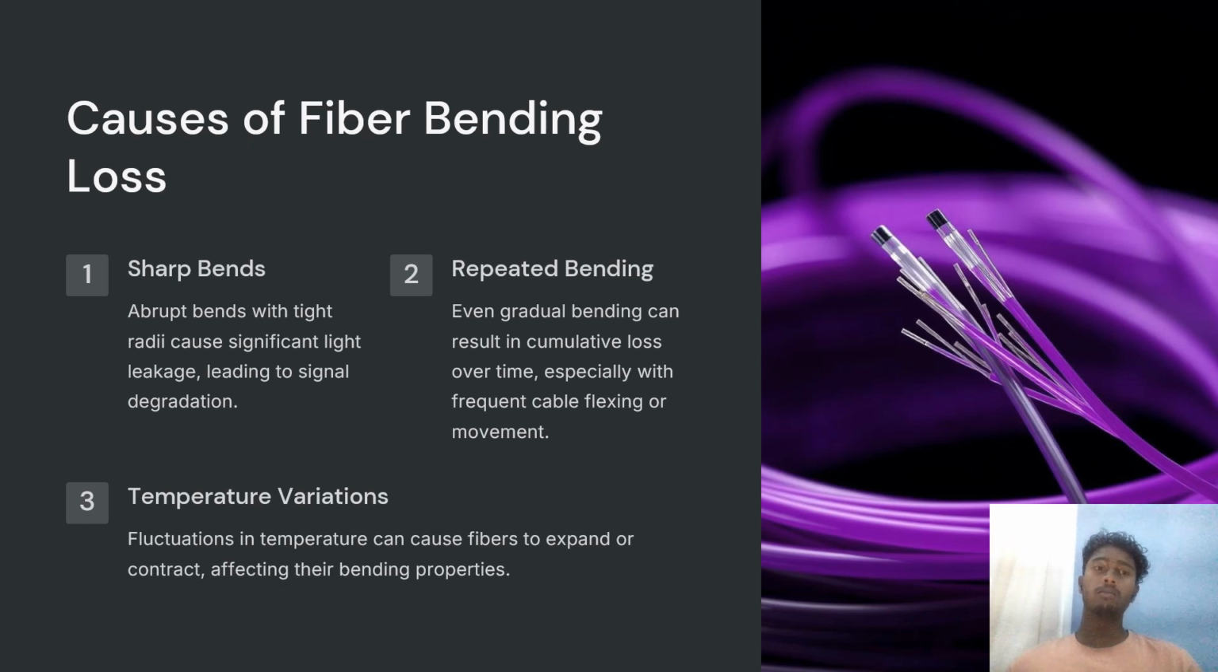Causes of fiber bending loss. There are three main causes: sharp bends, repeated bending, and temperature variations. Abrupt bends and tight radii cause significant light leakage, leading to signal degradation. Even gradual bending can result in cumulative loss over time, especially with frequent cable flexing or movement. Temperature variations can cause fibers to expand or contract, affecting their bending properties.